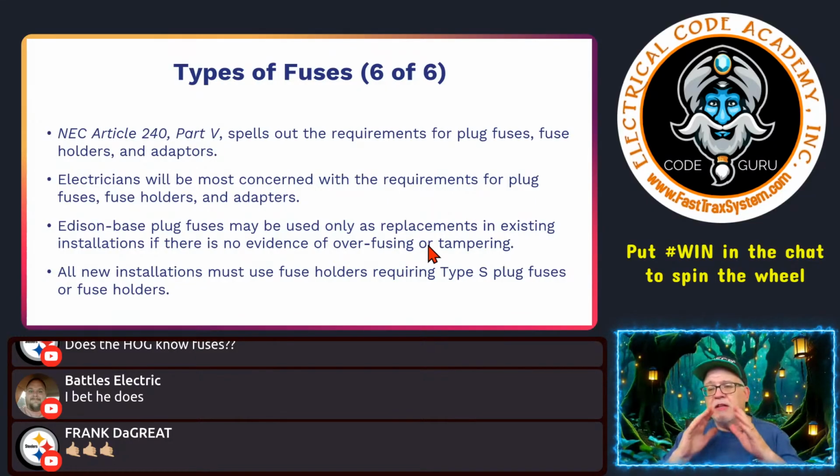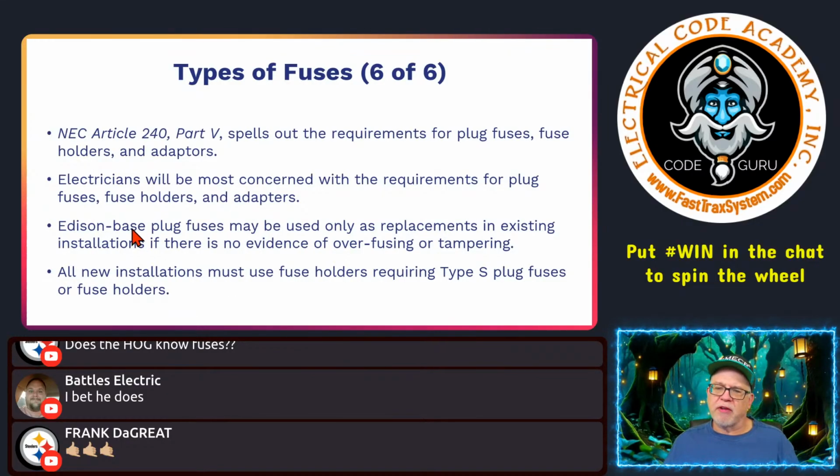The only thing is that you can't replace it if there's evidence where there's been overfusing or tampering, or putting that penny behind it, or you see that it's discolored all around it. If there's any evidence of that, then the code is like, look, don't try to put an Edison-based fuse back in there, okay? Now, back in the day, when we bought replacements, we got those little ones that have the little button on it so they act like a circuit breaker. That was pretty cool at the time, okay?